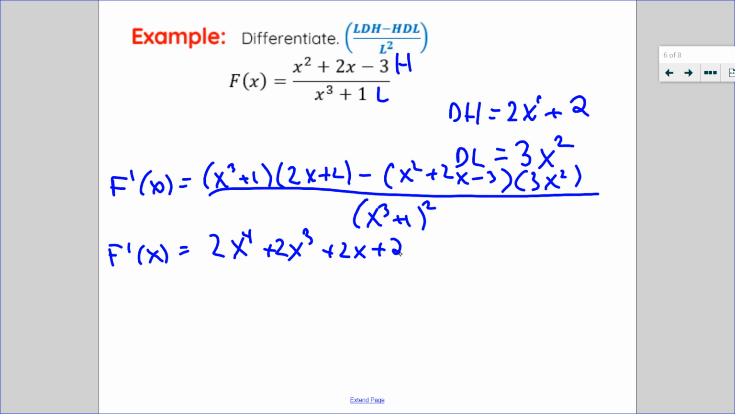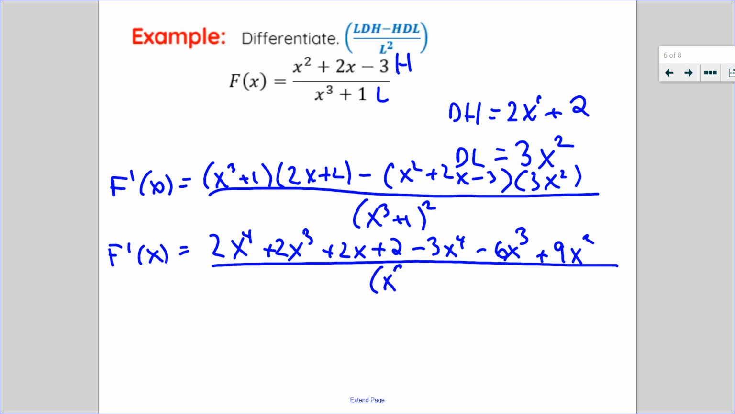Okay, in this one here, I'm going to distribute 3x squared inside the brackets, but I'm going to subtract. So I'm subtracting x squared times 3x squared. I'm subtracting 2x times 3x squared. I'm subtracting negative 3 times 3x squared, which would become positive 9x squared, all over x cubed plus 1 squared.